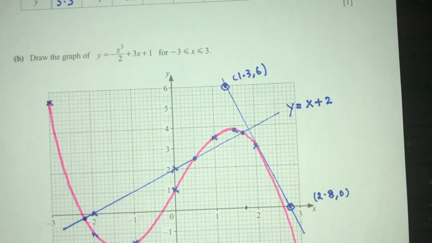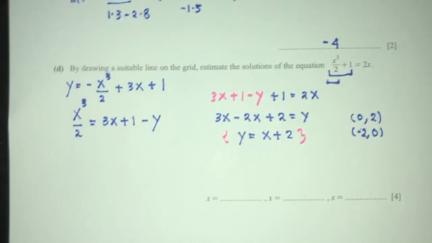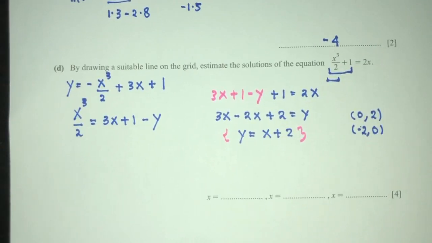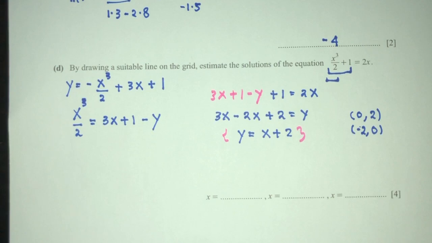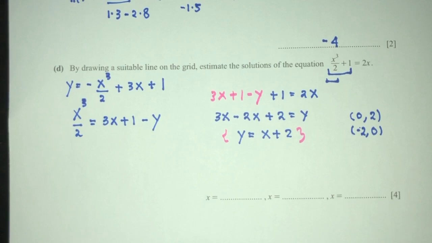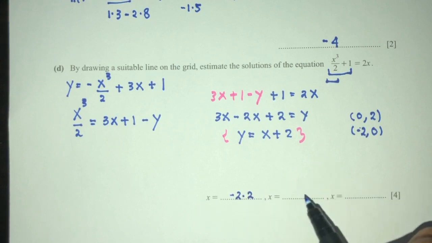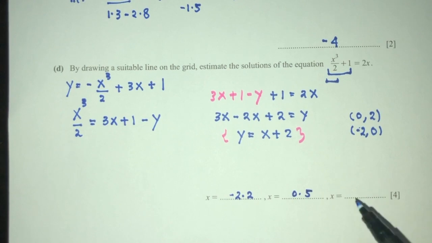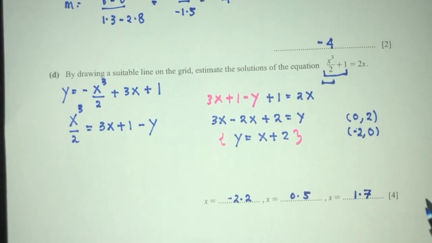So let's write this down. So the first value that I can see from my graph, again, your value may be a bit different, but the method is the same, right? So for me, it shows to be minus 2.2. X, the other one shows to be 0.5, and then I have 1.7. This is according to my graph. Okay, that will be part B of your question, and that is part D actually. Question number 3.